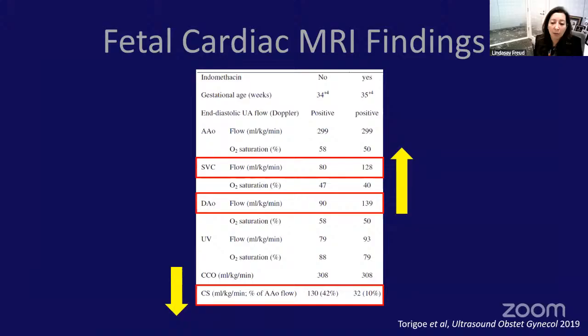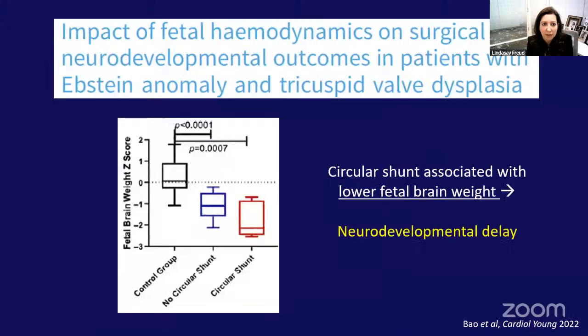And just to corroborate what happens physiologically, we've also looked at fetal cardiac MRI in terms of what happens with the various flow metrics after NSAID initiation and successful ductal constriction. And what you can see is here is prior to indomethacin, here is after indomethacin. You see huge jumps in flow to the brain and to the baby's body and placenta as you have mitigated the flow through the duct and therefore through the circular shunt.